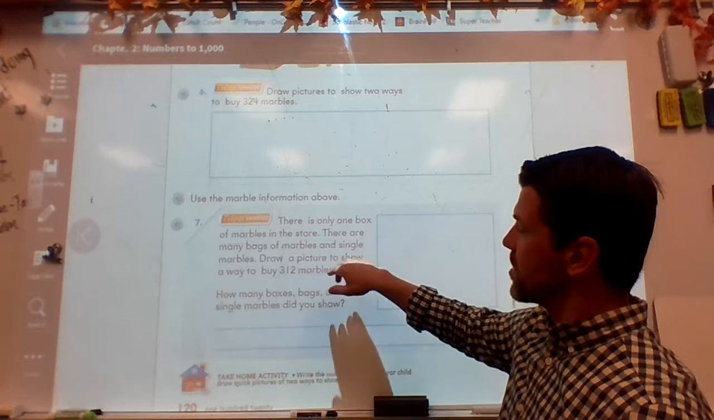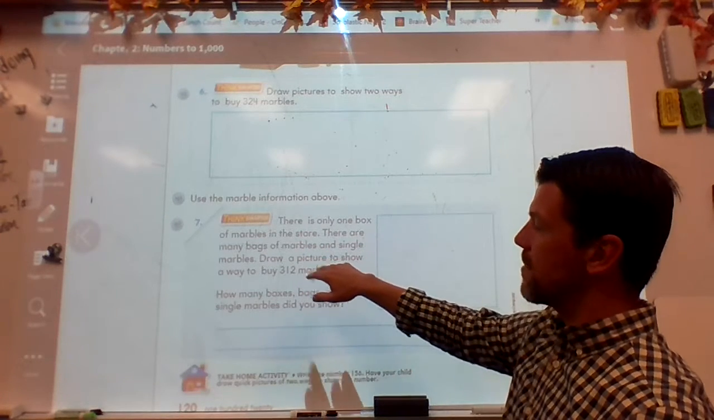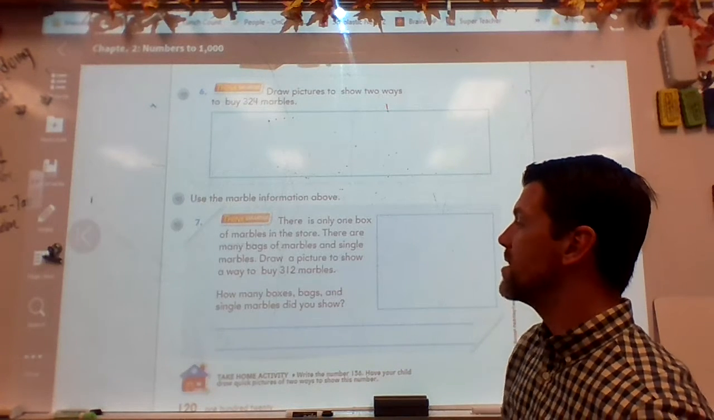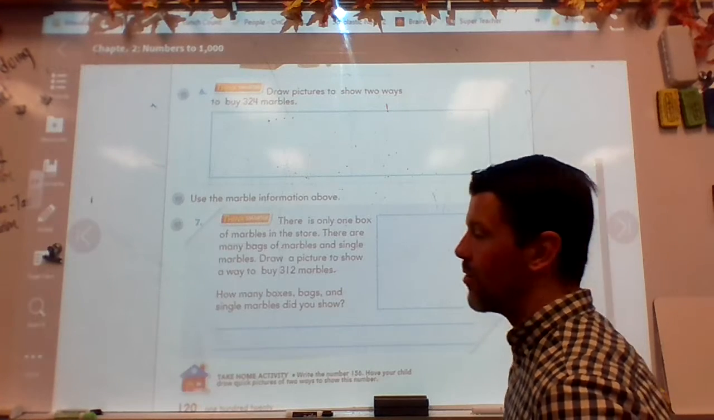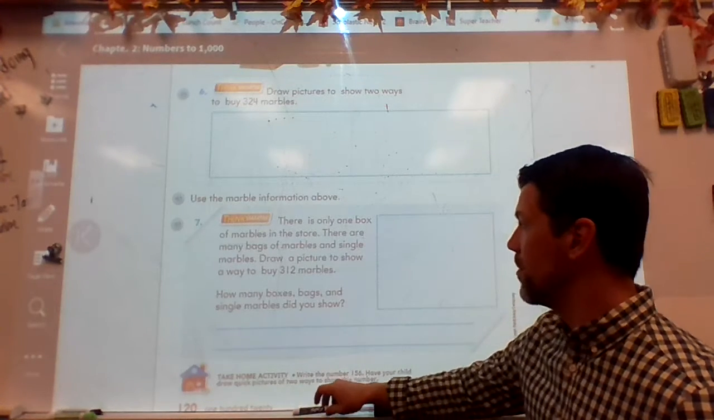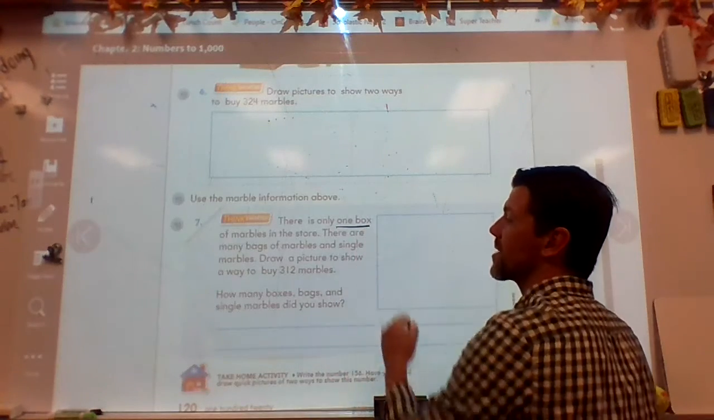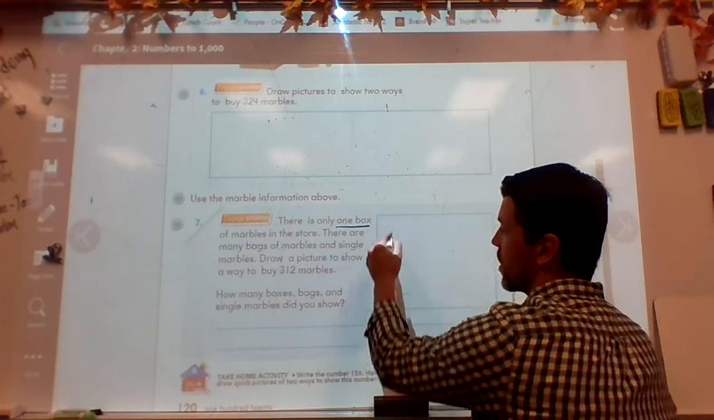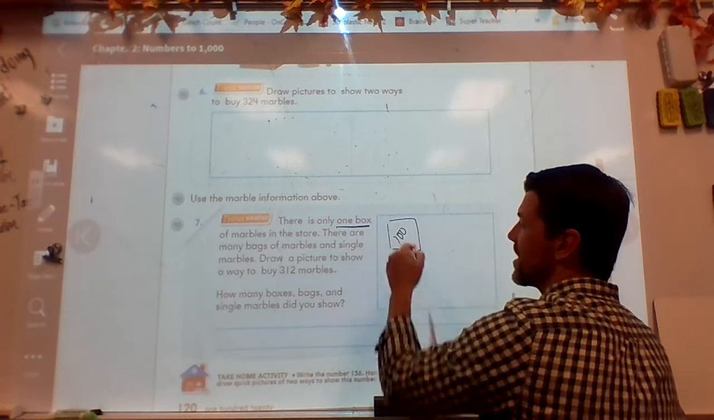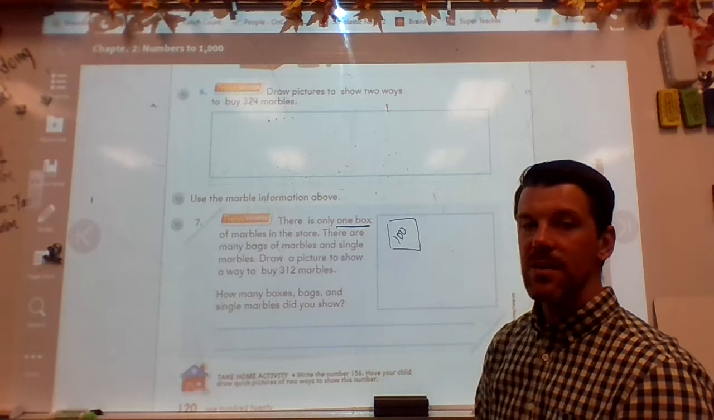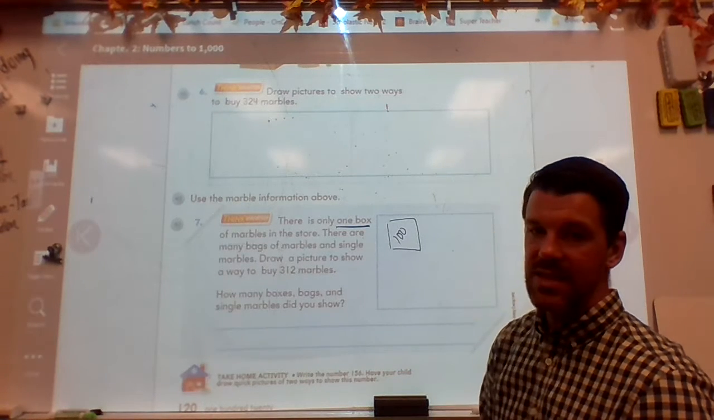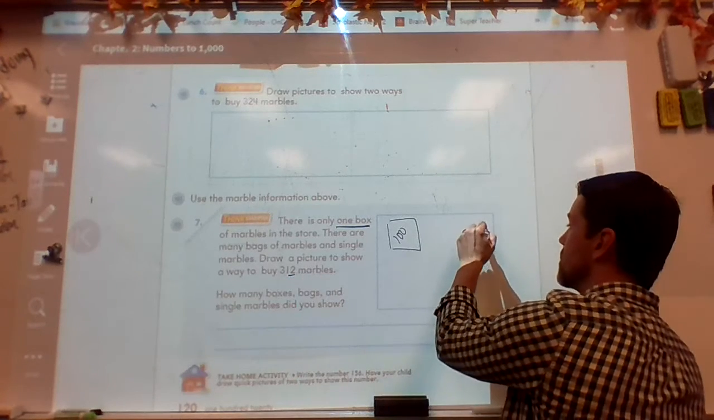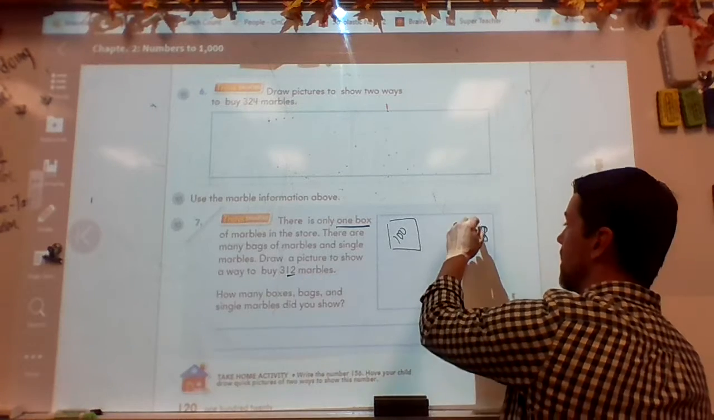There is only one box of marbles in the store. There are many bags of marbles and single marbles. Draw a picture to show a way to buy 312 marbles. So with this problem, I only can draw one box. And a box, if you remember up top, has 100 marbles in it. So I'm going to draw my box, and I'm just going to label it as 100. So now I need to make up for the rest of the tens that are left over. So I'm going to draw my ones in there too, 2 ones, and my 1 ten.